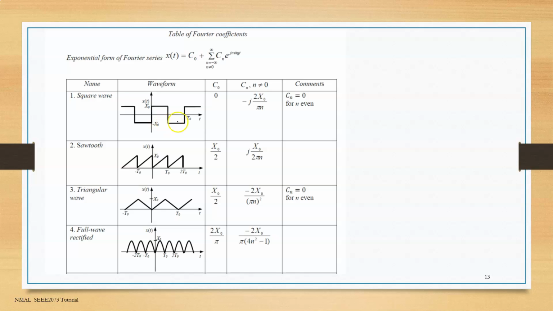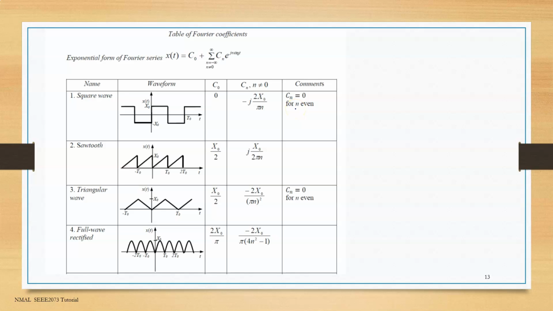For the square wave, C naught when n equals 0 is 0, and Cn when n is not equal to 0 is given as negative j 2 x naught over pi n, where x naught is the highest amplitude. However, you have to notice the comments. Here it means Cn equals 0 for n even, so there is no value when n is an even number. Don't be confused by these comments.